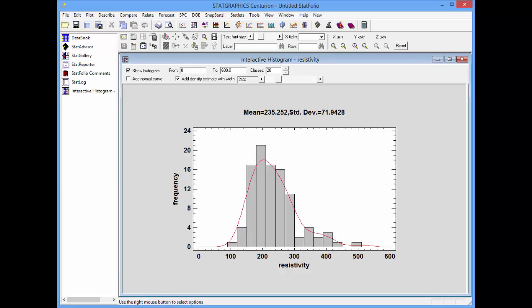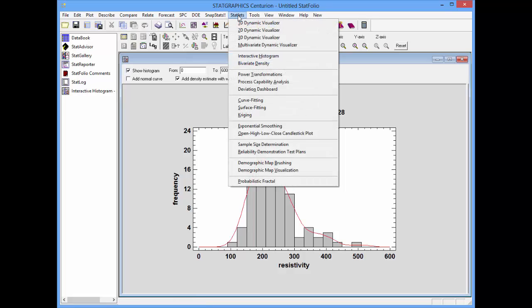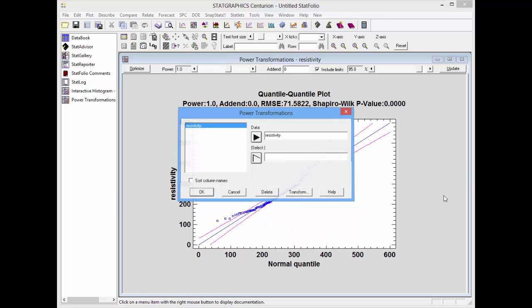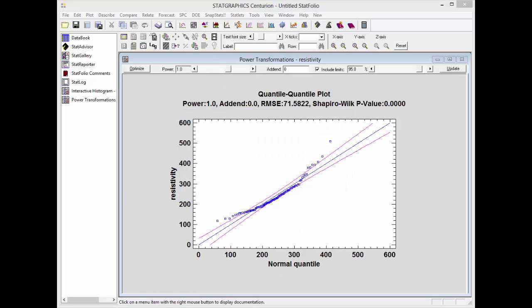Now let's see if we can find some power that makes the data approximately normally distributed. To do this, I'll go to the Statlet's menu and select Power Transformations. Resistivity, again, is the data. And when it opens up an analysis window, you'll see a quantile, or QQ plot.